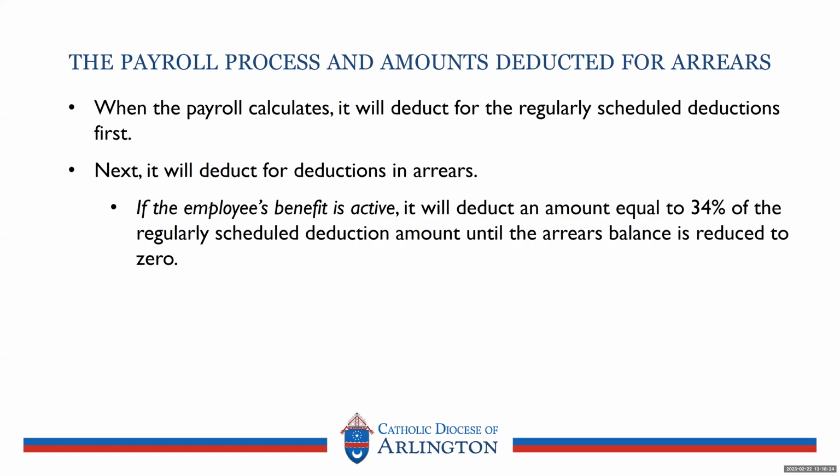When the payroll is calculated, Dayforce will deduct for the regularly scheduled deductions first. Then it will deduct for any amounts in arrears. If the employee's voluntary benefit deduction is still active, then 34% of the regularly scheduled deduction amount will be taken with each subsequent payroll and applied to the arrears balance until it is reduced to zero.